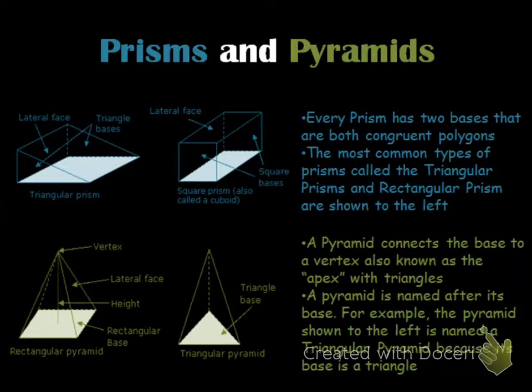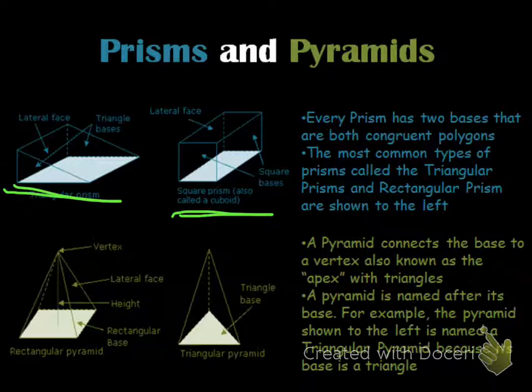First of all, what are prisms and pyramids? Every prism has two bases that are both congruent polygons. These bases are always connected by rectangles. The most common types of prisms are called triangular prisms and rectangular prisms, shown to the left. This right here is a rectangular prism, and this is a triangular prism.